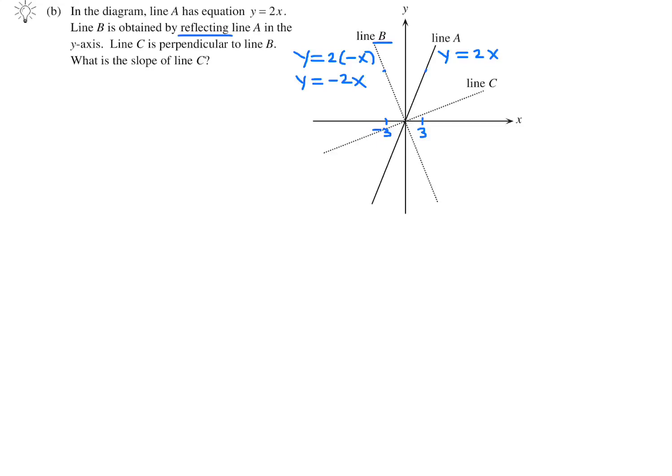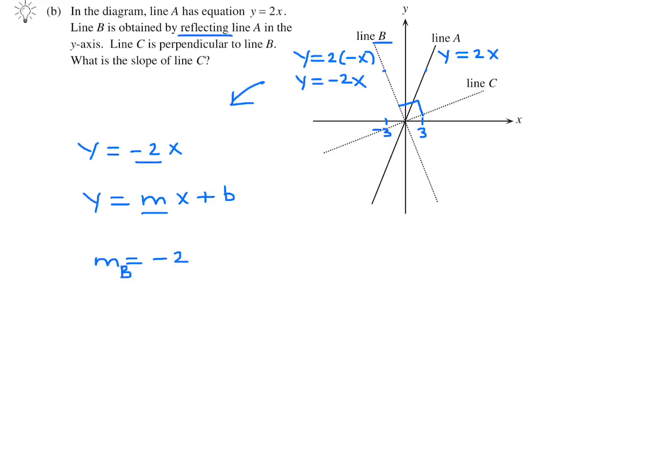You say, well, how do I do that? Well, they tell you it's perpendicular. So a big right angle right there. Now this equation, y is equal to minus 2x, tells you the slope. Why? Because every equation of a line is of the form y is equal to mx plus b, where m is the slope. And in this case, m is minus 2. So our slope is minus 2. And I'll call that mb to represent that it's the slope of line B.